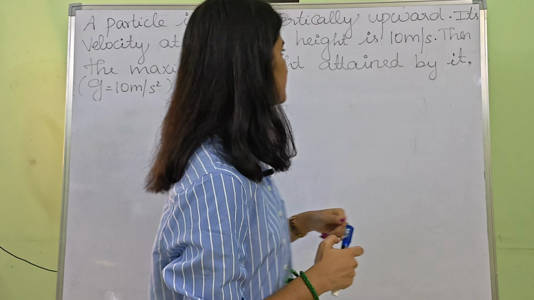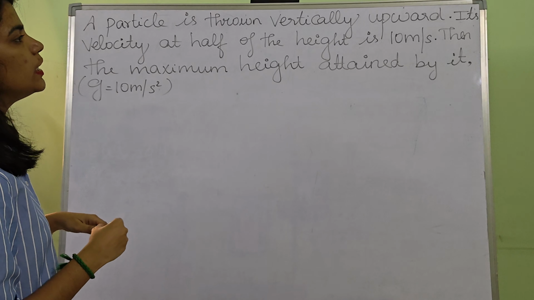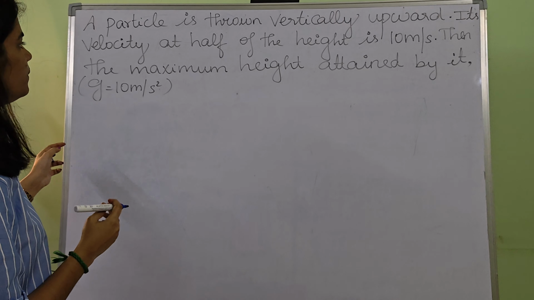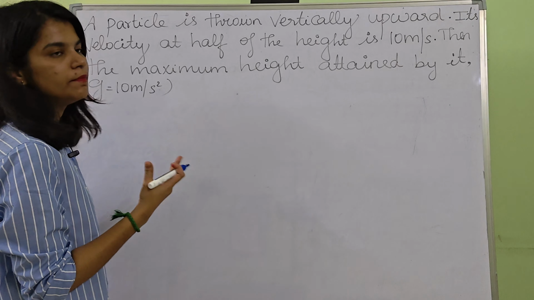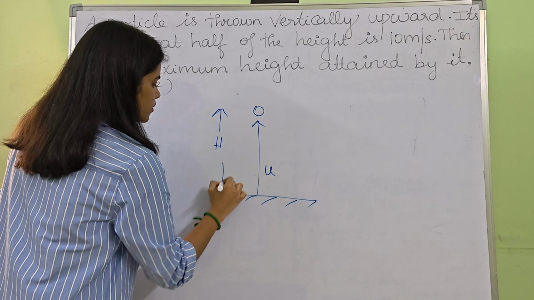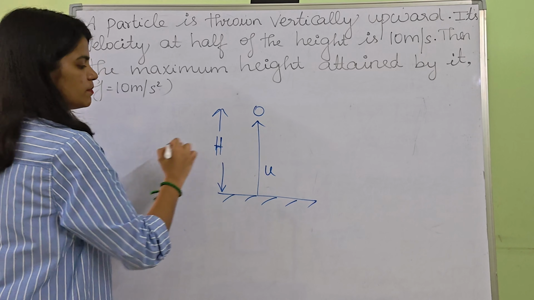So the next question says, a particle is thrown vertically upward. Its velocity at half of the height is 10 meter per second. Then the maximum height attained by it. Okay, so just consider a particle. It just moves in upward direction with initial velocity u. So just consider this is ground. So from this, we want to find out the maximum height. So make it as h is the maximum height.